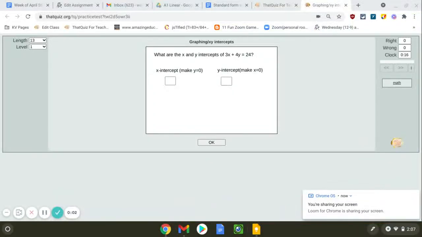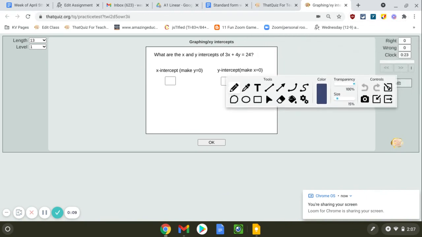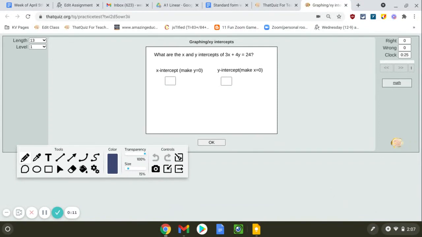All right, so in this assignment, you are asked to find x and y intercepts of equations in standard form. The way you find an x-intercept, just to remind you, is you plug in 0 for y. So this part just gets eliminated right there. For the x-intercept, you're going to solve 3x equals 24. The answer to that is just 8.